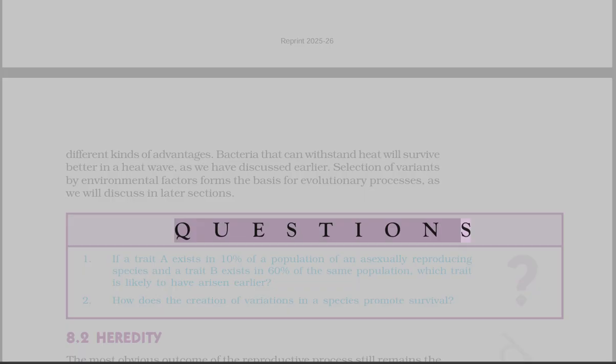Questions. 1. If a trait A exists in 10% of a population of an asexually reproducing species and a trait B exists in 60% of the same population, which trait is likely to have arisen earlier? 2. How does the creation of variations in a species promote survival?